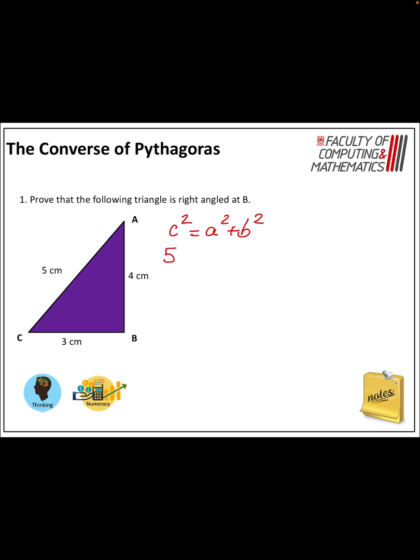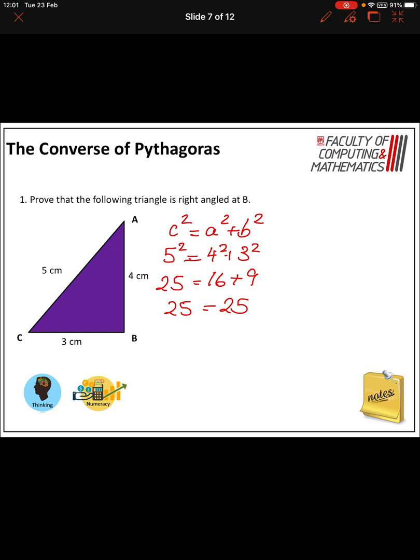Okay, we'll substitute in our values. 5 squared is equal to 4 squared plus 3 squared. So 25 is equal to 16 plus 9. So 25 is equal to 25. Wonderful. So what we've proven is that this is definitely a right angled triangle.